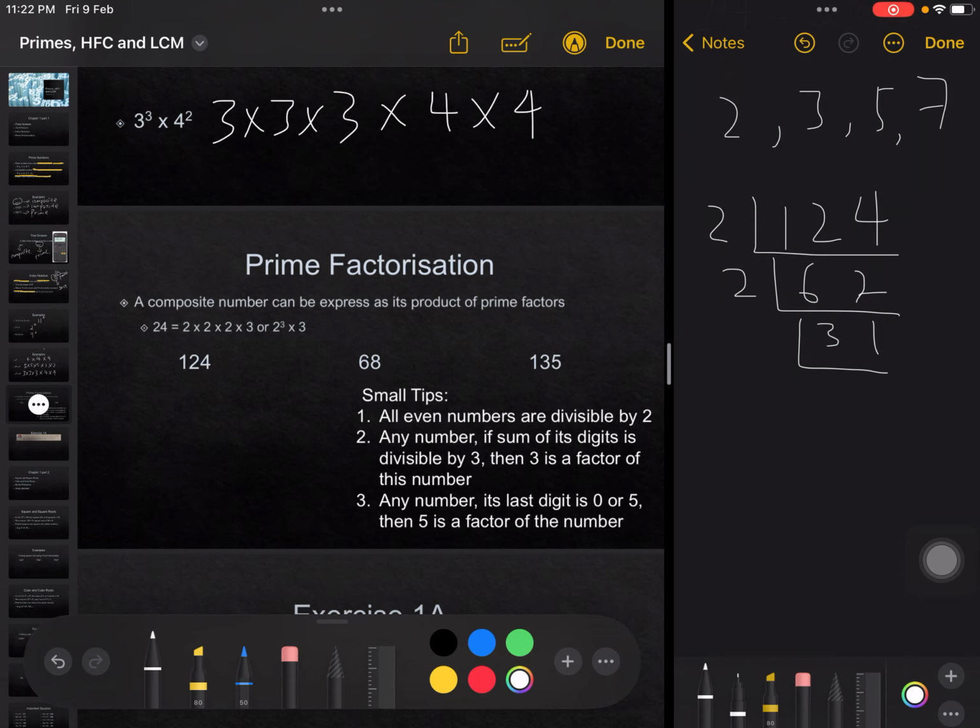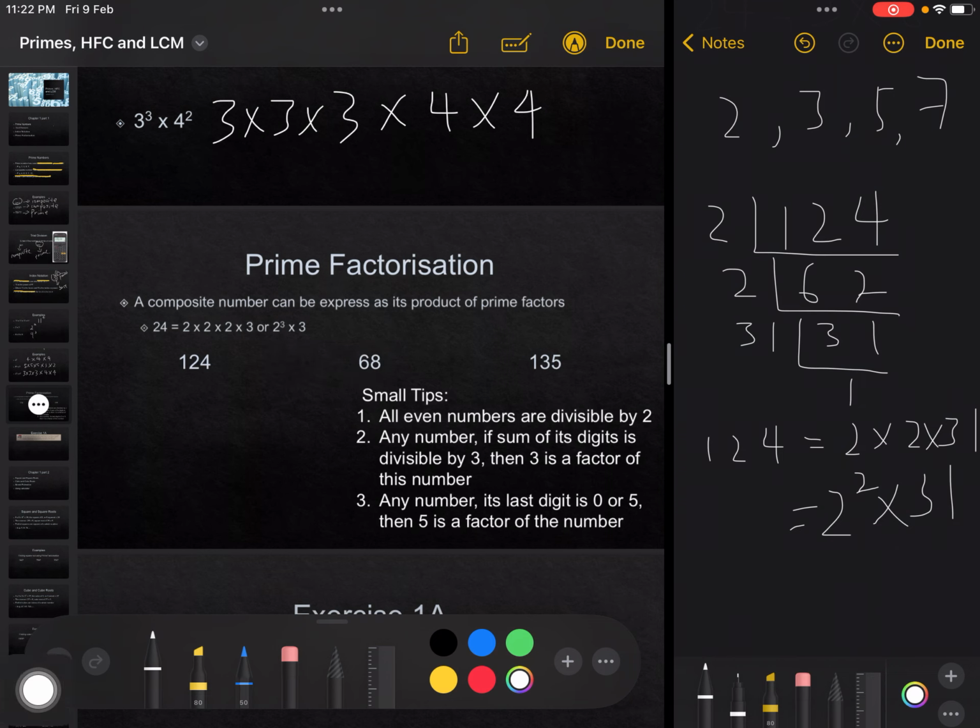Can 31 be divided by any prime numbers? 31 will be just 31 and 1, correct? So how do I rewrite 124 as its prime factors? Since 31 has no more prime factors, we'll leave it at 31. So 124 will be equal to 2 times 2 times 31, which will be equal to 2 to the power 2 times 31. Okay, so this is the prime factorization of 124.